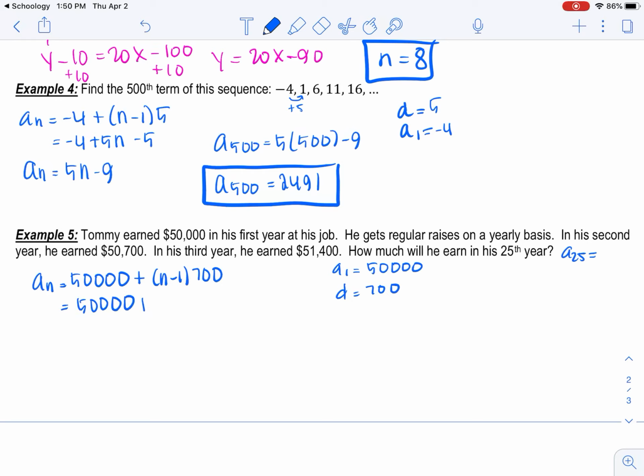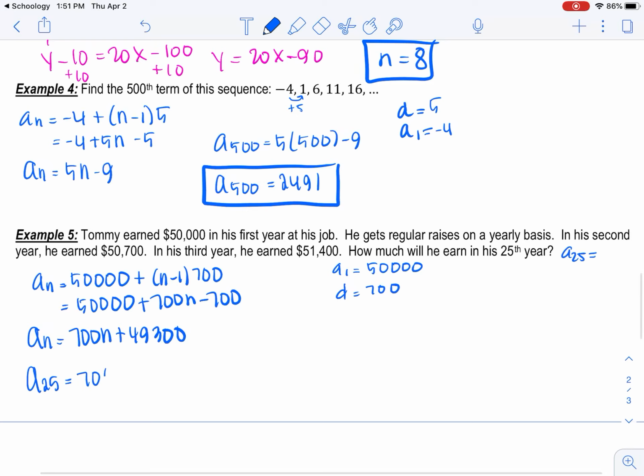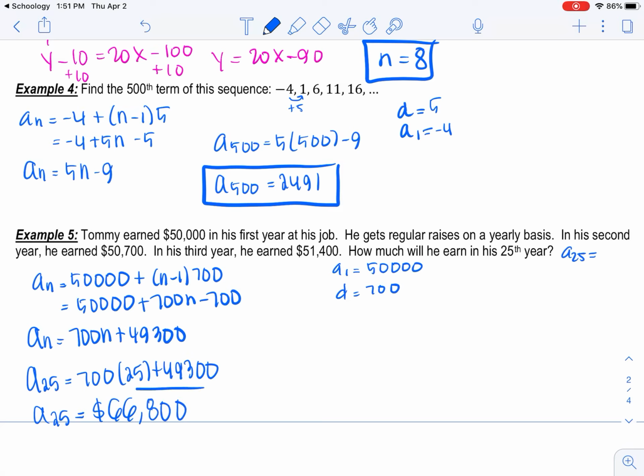Distribute: 50,000 plus 700n minus 700. Combine like terms. So you have 700n plus 49,300. So there's your rule, and now you can find how much he makes in his 25th year. So we're going to do 700 times 25 plus 49,300. Once again, you can put that in your calculator, and you get that he'll make $66,800.